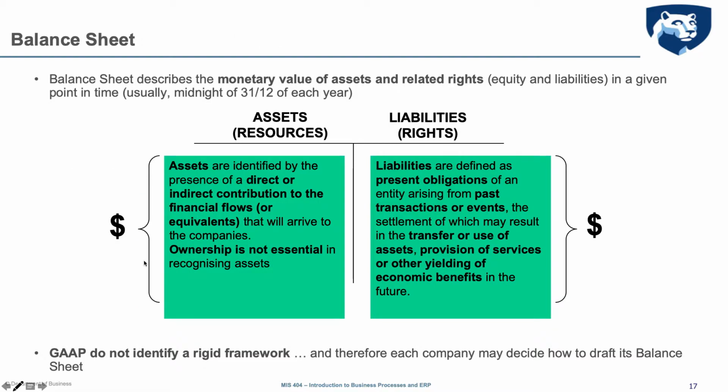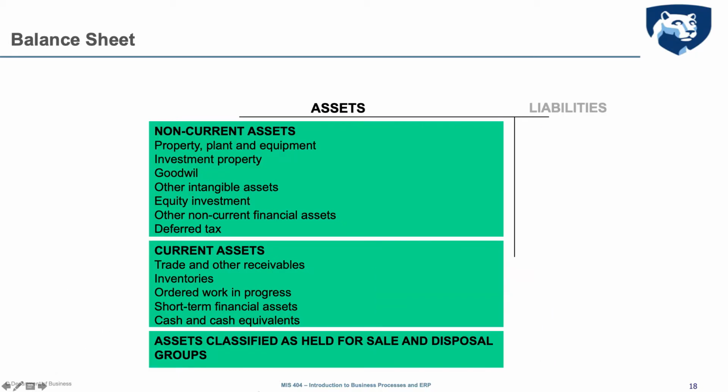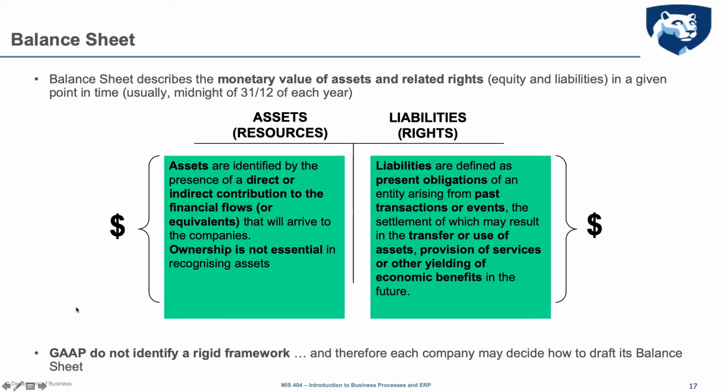The first important document generated by financial accounting is the so-called balance sheet. The balance sheet, as I told you, describes the monetary value of assets and related rights, so assets, equity and liabilities, usually at the end of a period, which is usually the year. It is divided into two sections.